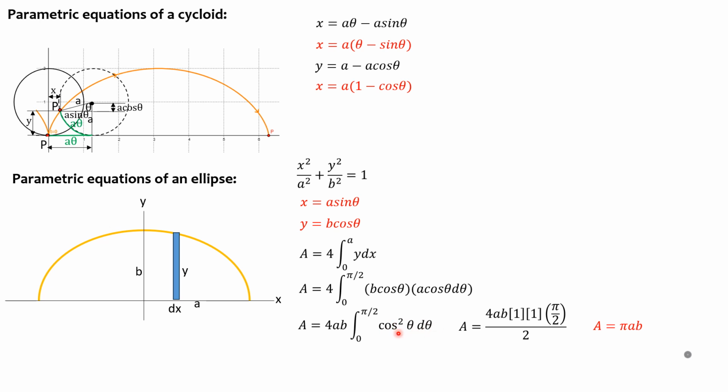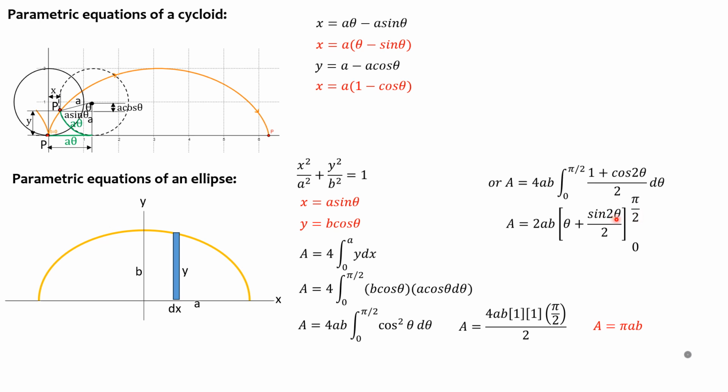It can also be evaluated by using the identity, cosine squared theta is 1 plus cosine 2 theta divided by 2. So area is 4ab integral 0 to pi over 2 of 1 plus cosine 2 theta over 2 d theta. So simplifying, this is 2ab, then integral of d theta is theta, integral of cosine 2 theta is sine 2 theta divided by 2. So 2ab theta plus sine 2 theta over 2, from 0 to pi over 2.